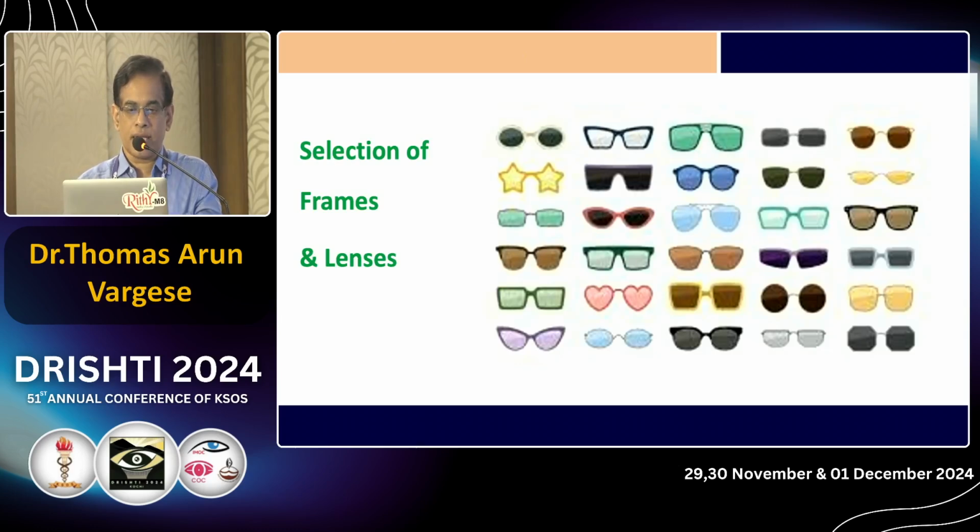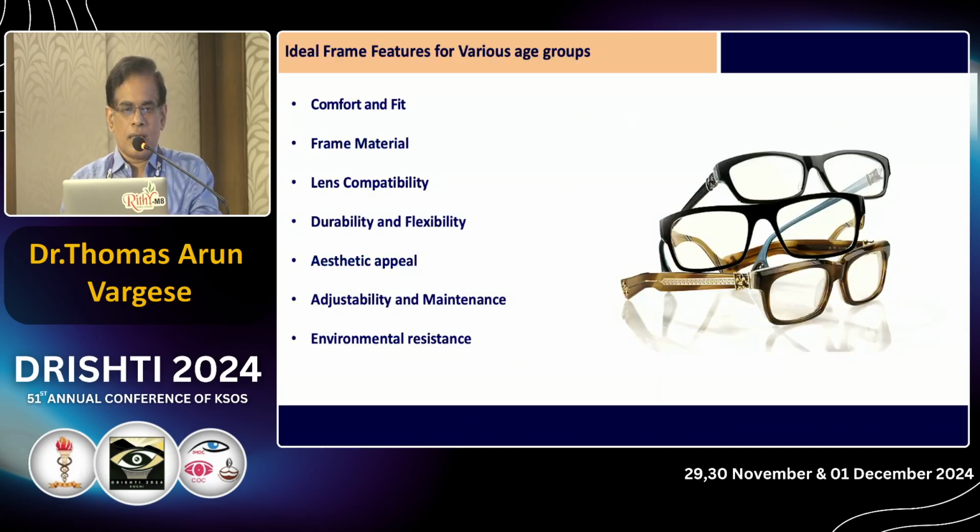For selection of frames, patients are now really spoiled for choice for frames and lenses. Most important things, of course, are comfort and fit of the specs, frame material, lens compatibility, durability and flexibility, aesthetic appeal. Increasingly, our patients pay a lot of attention to aesthetic appeal, adjustability and maintenance, and environmental resistance. Some frames and materials, as you know, can get damaged by sweat and other water. And during the COVID epidemic, a lot of people had problems because of sanitizer use as well.